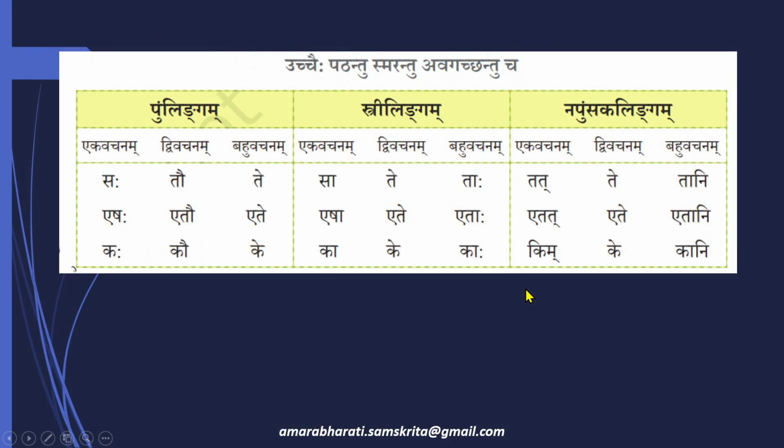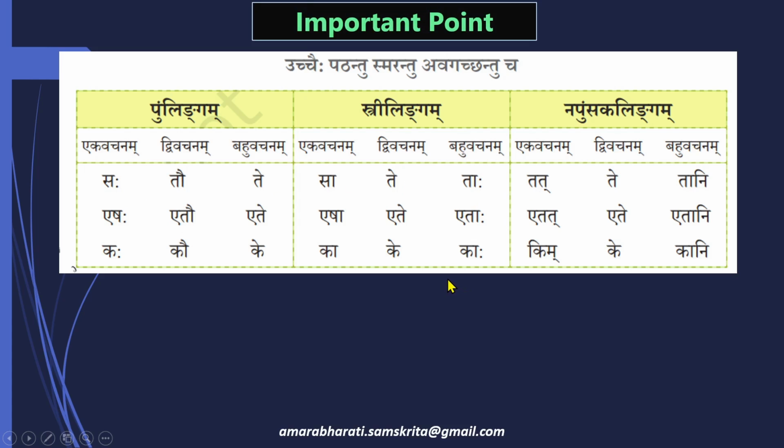Before we go to the next question, we need some information about how to answer this question. I am showing you the table in your textbook which we saw earlier, where we have Pullingam, Strilingam, and Napumsakalingam, with Ekavachanam, Dvivachanam, Bahuvachanam for all three: Sa, Tau, Te, Saha, Tate, Tathaha, and so on. We need to observe one important point here.